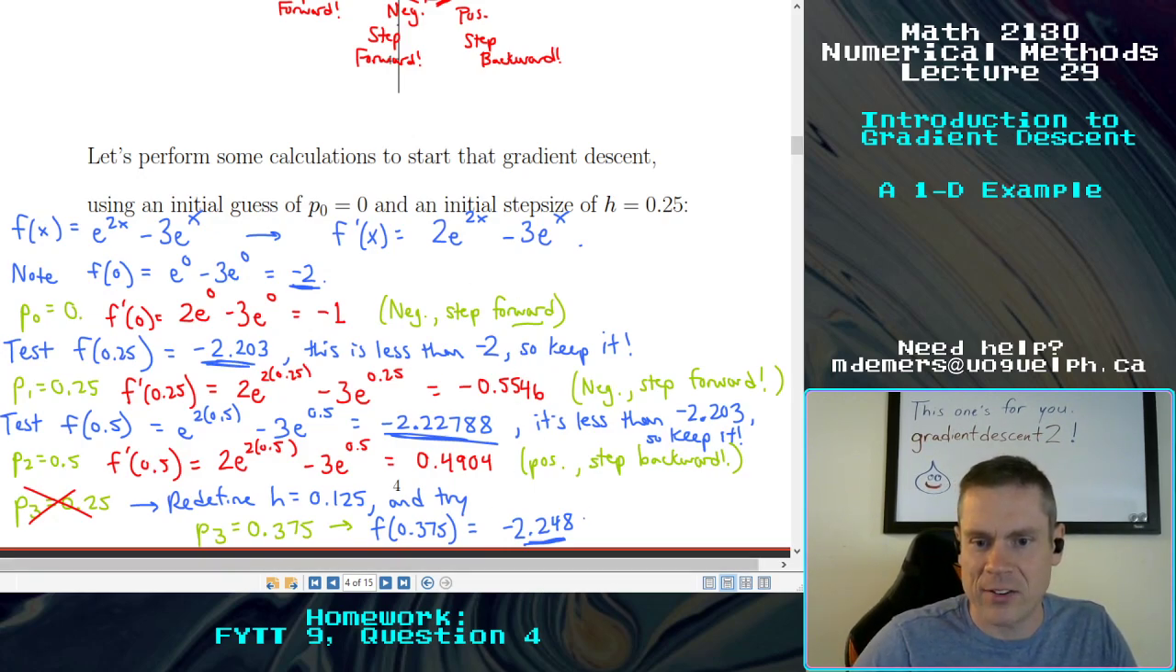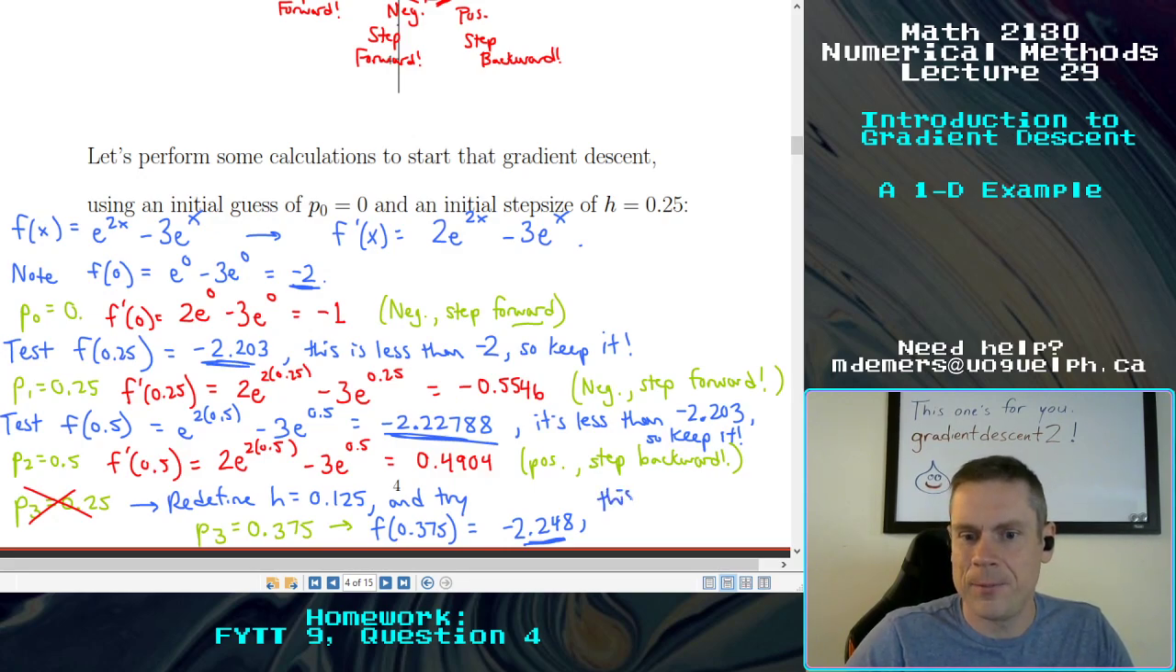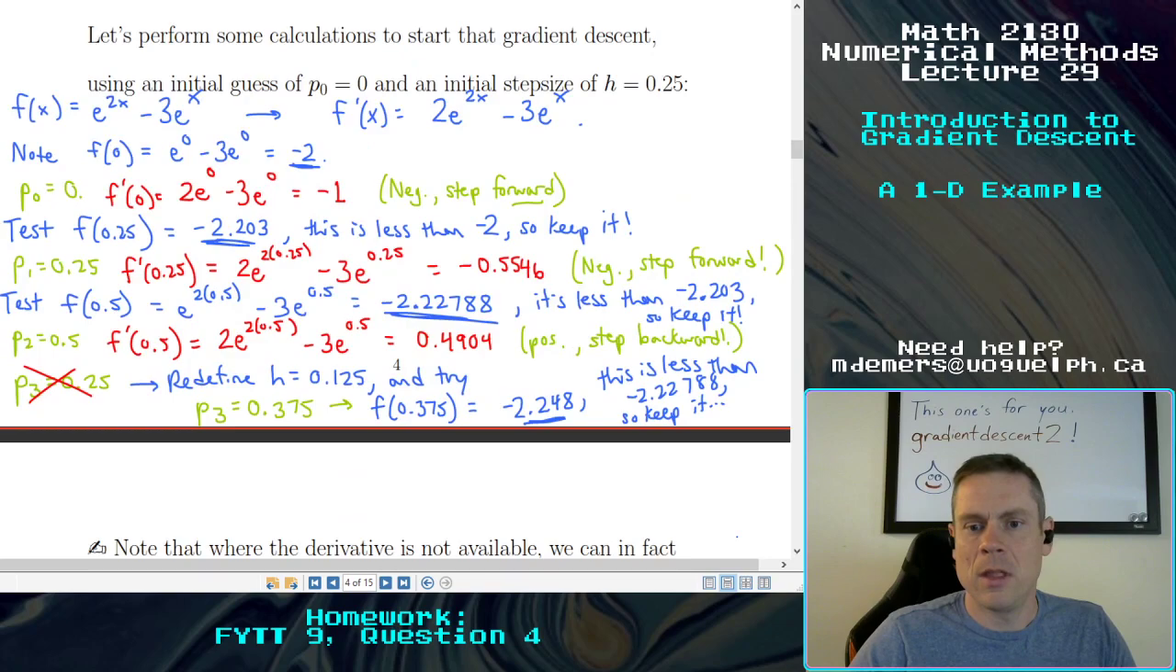This is our next estimate. So I'm going to say this is less than minus 2.22788. So keep it. And so on.